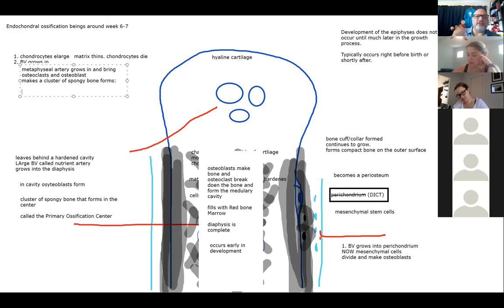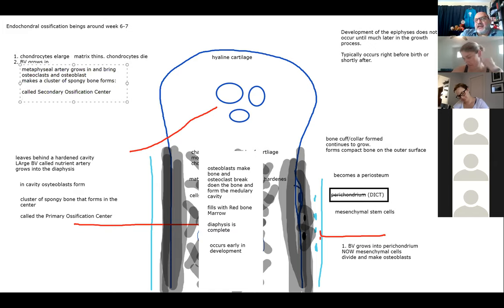And guess what we call this cluster of spongy bone that forms here in the epiphysis? Primary ossification center. Well, we already had the primary, so what do we need now? Secondary. Of course. Why is it called the Secondary Ossification Center? It happens second. However, there's another trick to this as well.